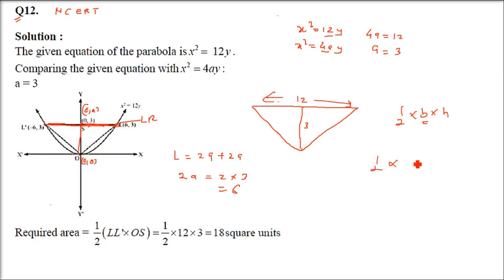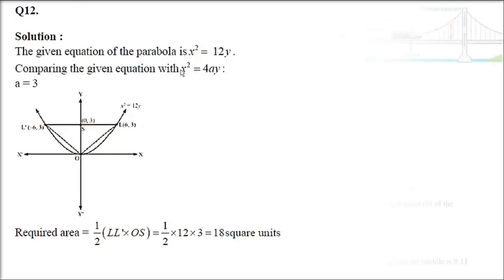Now we have half into base into altitude. Base is 12 and altitude is 3. 2 sixes are 12, 6 is 18. 18 square units is the area of this triangle.